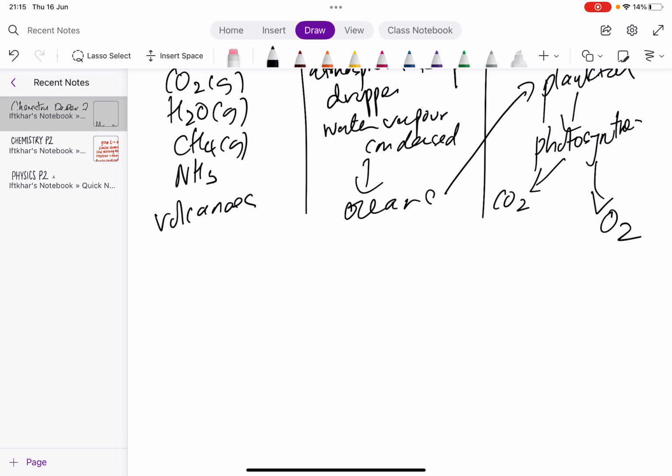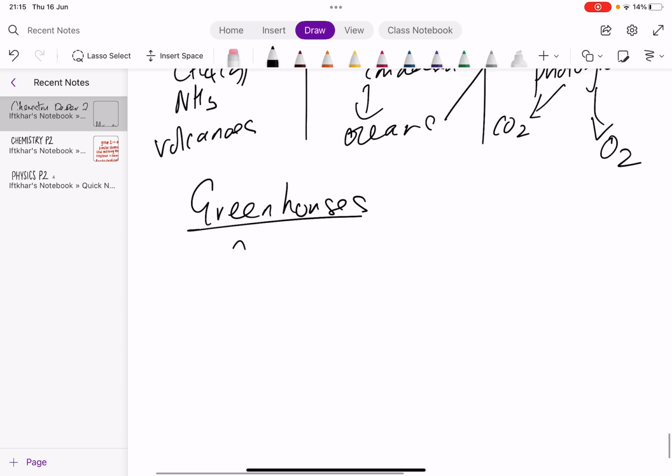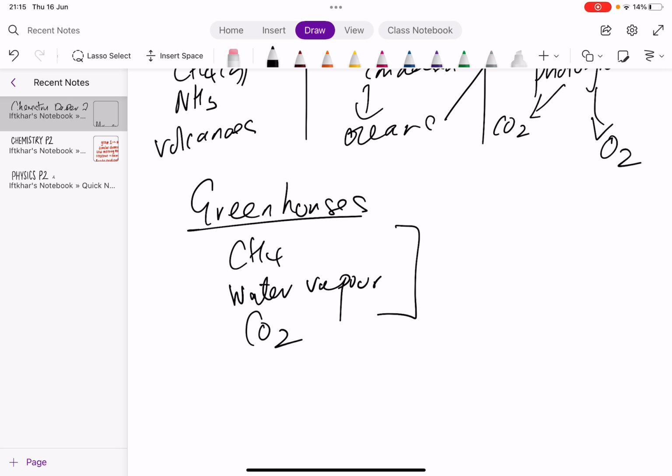Is there a link between rise in the Earth's atmospheric temperature and carbon dioxide? Well, here you've got to give an argument. It's not a question of yes or no, but an argument. Now, what are your greenhouse gases? Please note the greenhouse gases are methane, water vapor, and carbon dioxide. There are no other greenhouse gases.